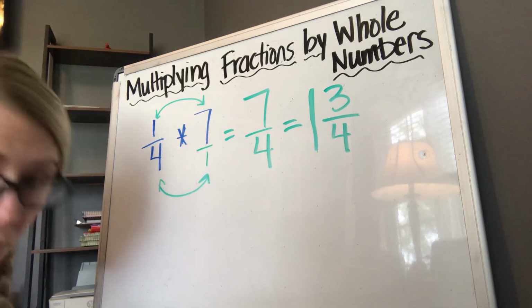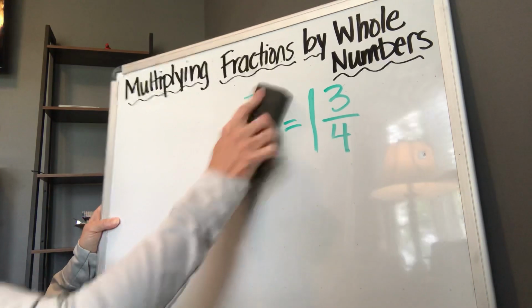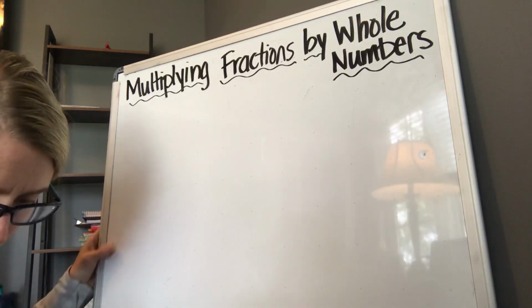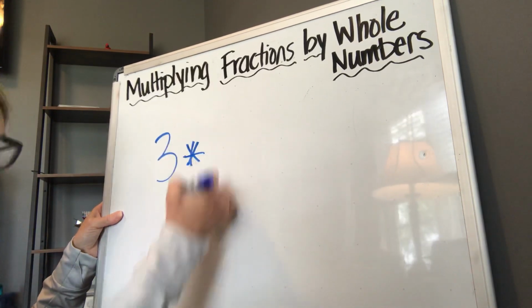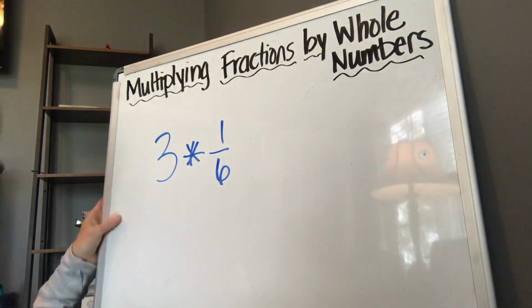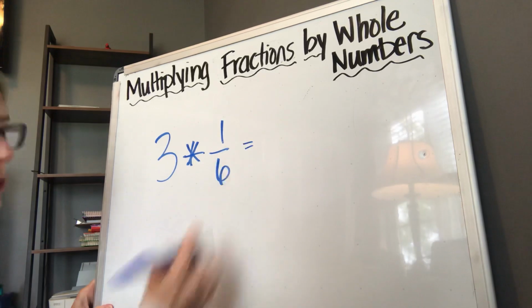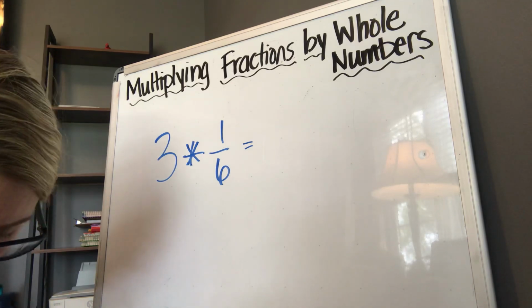All right, now I'm going to erase, and then I'm going to give you a problem to solve, and we can check it together. On your paper, I want you to write 3, that's our whole number, times 1/6. Okay, you're going to pause your video now. You're going to solve this problem. Remember, if your answer comes out as an improper fraction, you need to change it to a mixed number. And if your fraction is large, you can try to reduce it to lowest terms. Once you've solved the problem, turn your video back on.